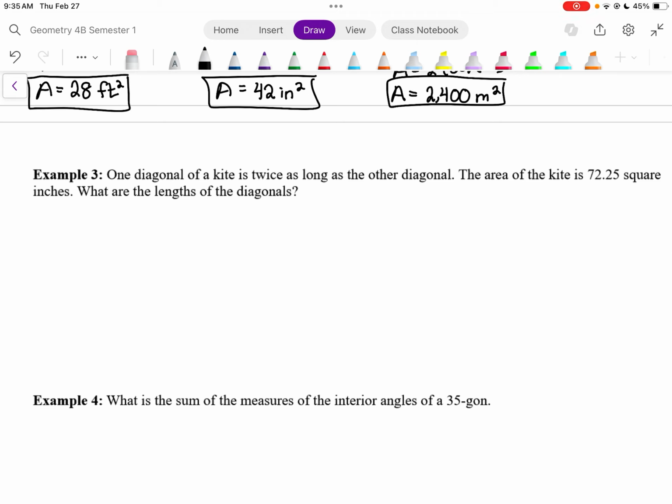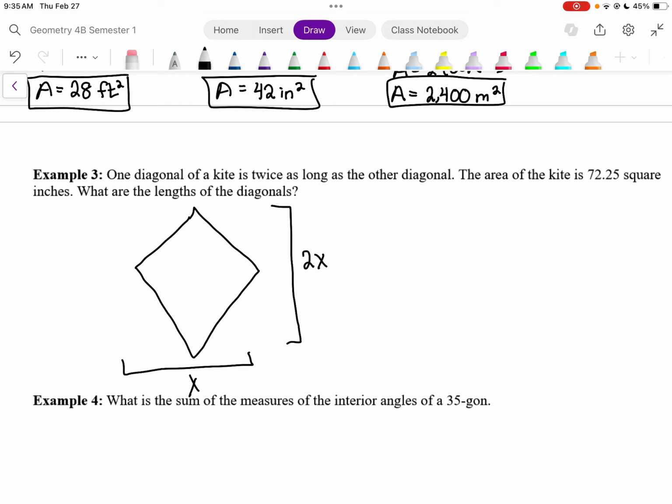So example 3, one diagonal of a kite is twice as long as the other diagonal. So let's draw a picture. So we have a kite, and we have one diagonal is twice as long as the other. So if I say my horizontal diagonal is x, my vertical one would then be 2x. And it doesn't matter which one you label x and which one's 2x. They told us the area of the kite is 72.25 square inches. What is the length of the diagonals?